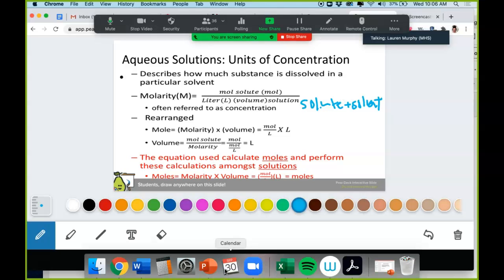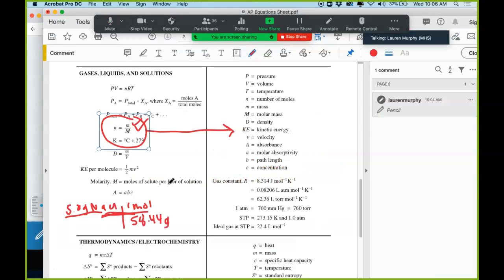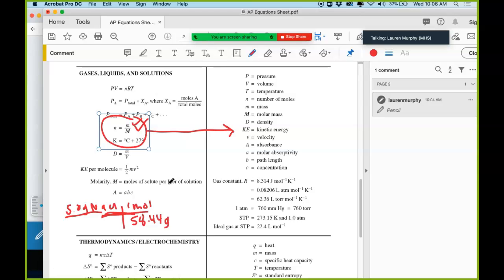Okay, so if you go to your equation sheet, right below the moles and molarity, you have the equation for molarity. Molarity equals moles of solute per liter of solution. So in essence, they're telling you molarity equals moles per liter. Okay?